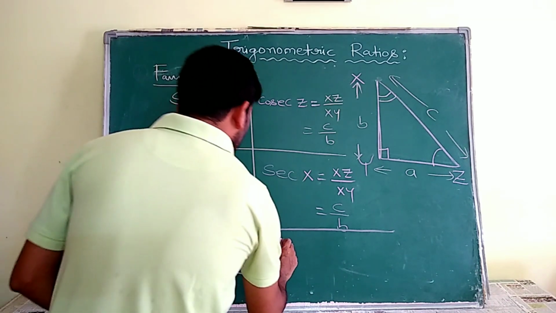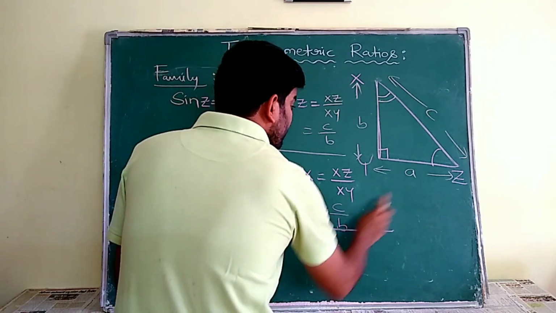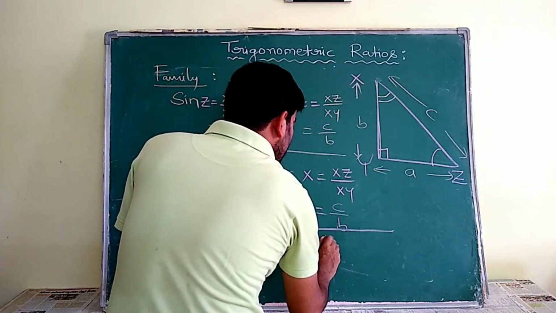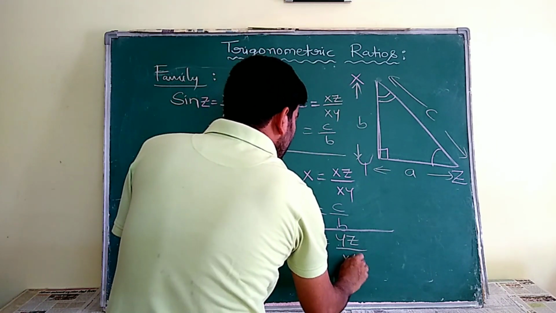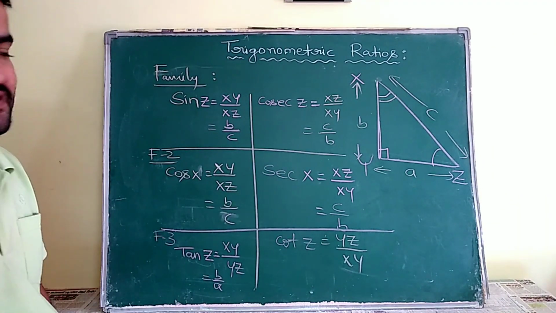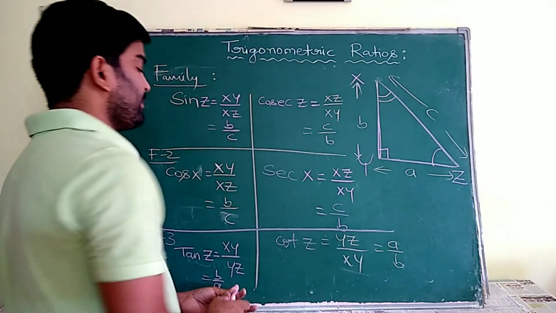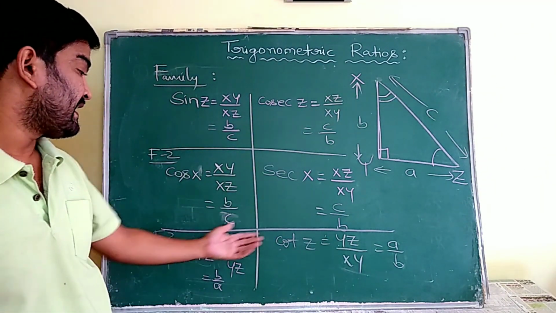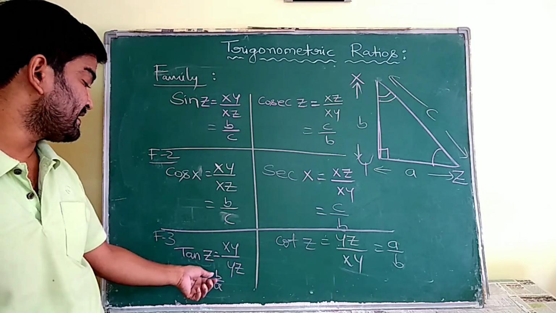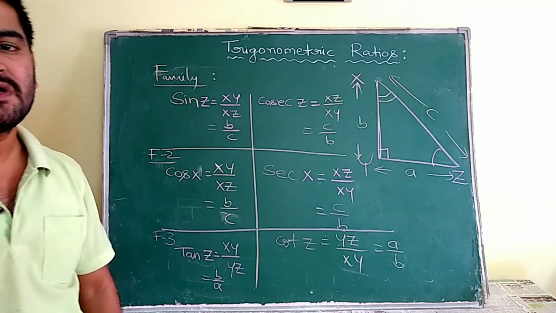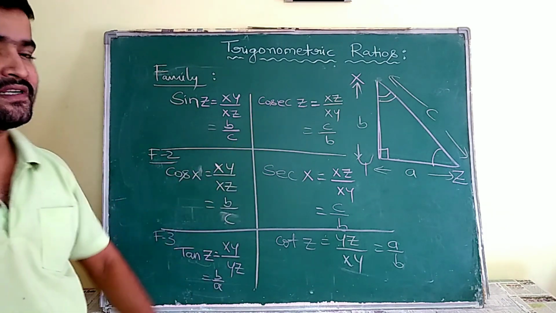And cot z. If I want to write cot z, it is adjacent side to z, YZ, by its opposite side XY. What is YZ? That is a by b. We may write cot z is the reciprocal value of tan z. So tan z is b by a, so cot z is equal to a by b. So these are the 6 trigonometric ratios of this specific triangle.